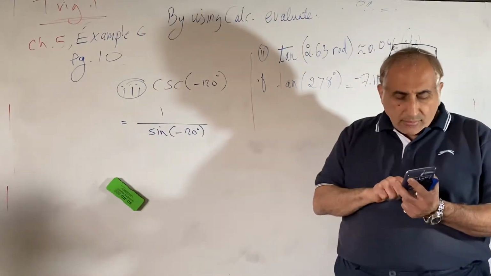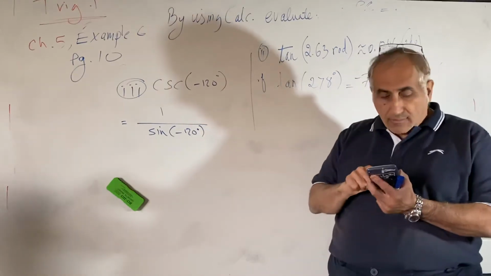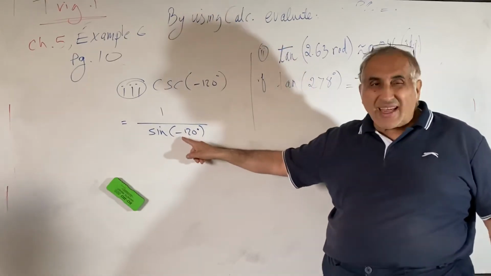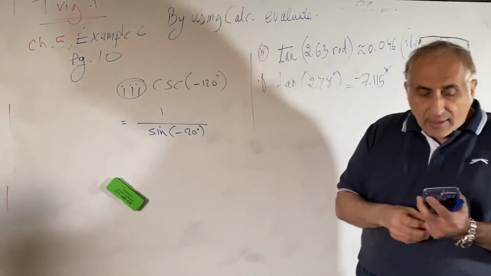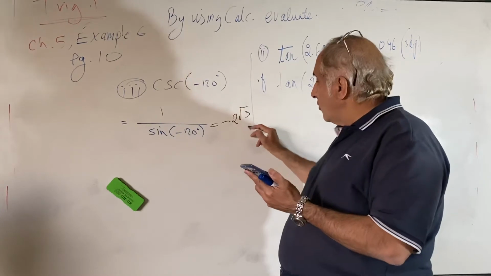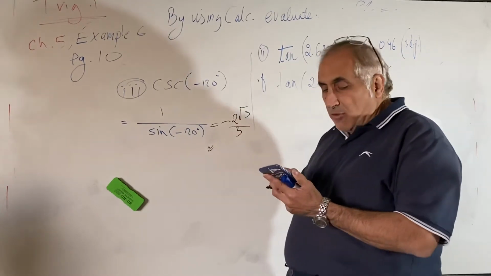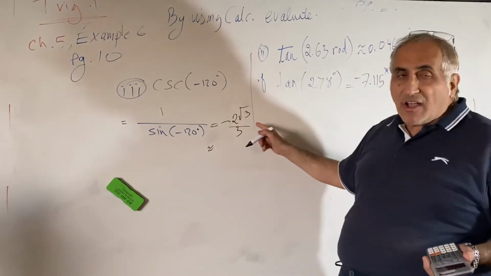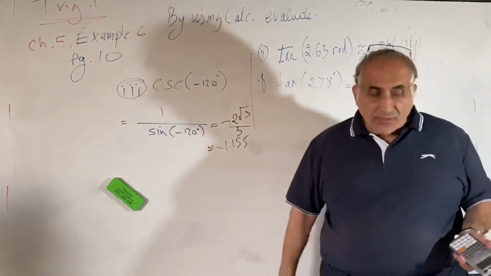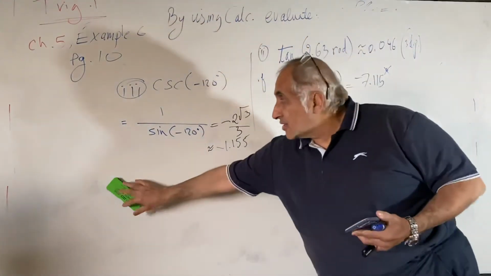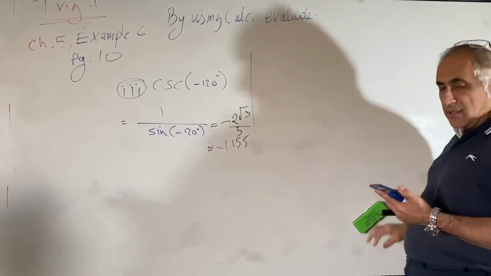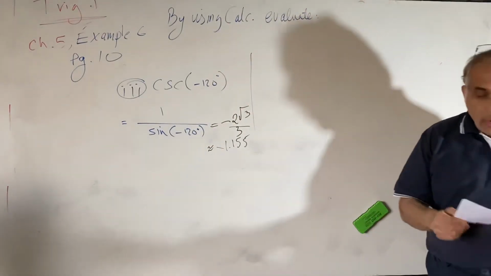I can do this one first, then 1 divided, or you can use any way you want. So 1 divided by sine, open the bracket. It's already open for you, but it's negative 120. Don't say minus, that's the sign. So say negative. Close the bracket, and the answer is negative 2 square root 3 over 3. You could put it in decimal form if you wish, but not necessary since you have the exact answer. If you want to round it, 1.155. That's the value of the cosecant of that angle. You've got to practice how to use a calculator. You never know when you can use it or when you don't need it.